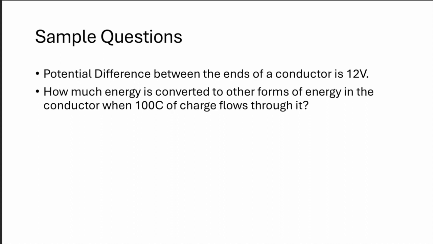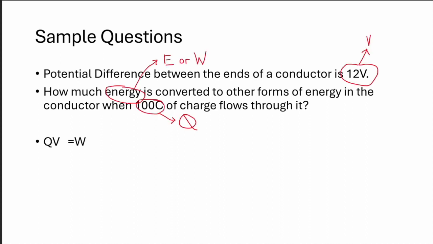So you see, electrical energy is work done, right? You can think of it as E or W. So you have Q over here, you have V over here. What formula can you use? QV equals W. And you sub everything in, you will get 1200 joules.